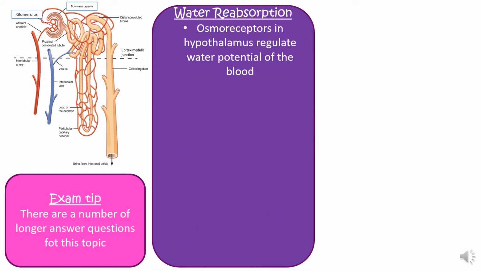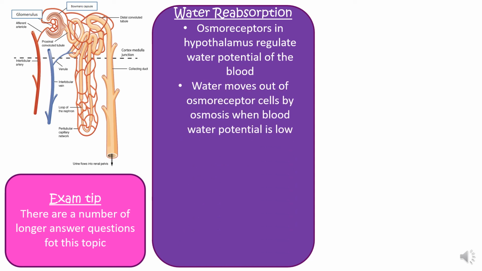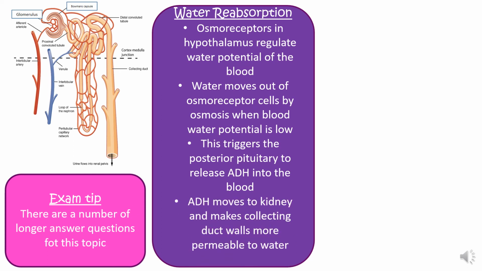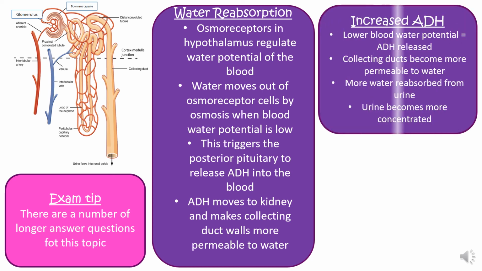So osmoreceptors in the hypothalamus in the brain regulate water potential of the blood. So the blood is always moving past these osmoreceptors, and what happens is if the water potential of the blood is low, water will move out of the osmoreceptor cells in the hypothalamus, and this will then trigger the posterior pituitary in the brain to release ADH into the blood, and ADH is a hormone. The ADH moves to the kidneys, and its job is to make the collecting duct walls more permeable to water.